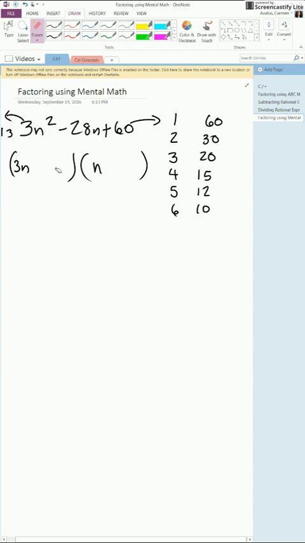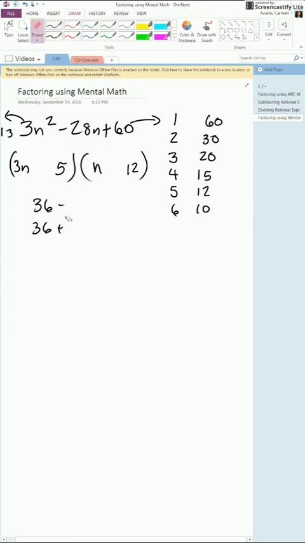So I could put in a 2 here and a 30 here. I could put in a 3 here and a 20 here, and a 4 here and a 15 here. I could put in a 5 here and a 12 here. Then I could say, 36 and 5. Is there any way that I can make 36, add 5 to it, or subtract 5 from it, and get negative 28? 36 minus 5 gives you 31, and 36 plus 5 gives you 41. So that doesn't work either.